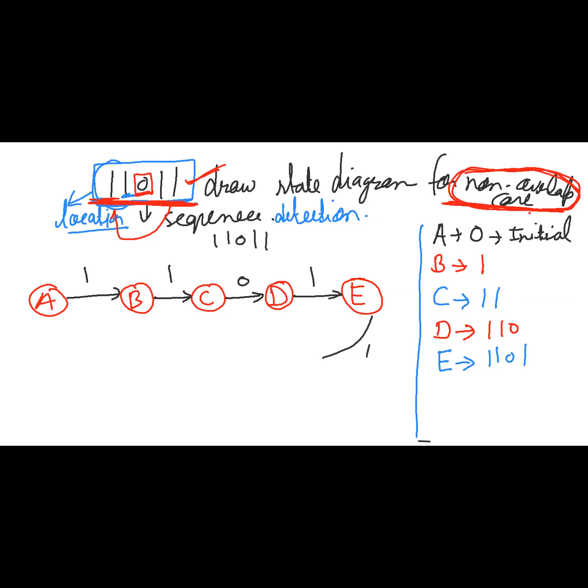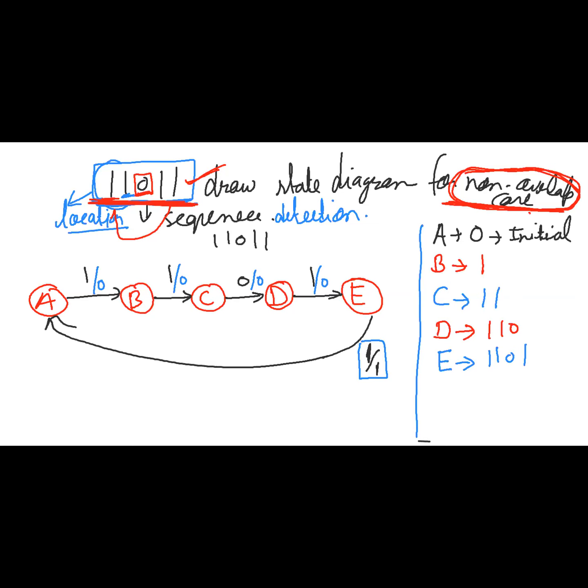And when 1, it will go to A because it is a non-overlap case. Clear, girls? Okay, so here I am getting output 1, and everywhere else I will get output 0 because no string is complete. Only at this state will I get the output. Clear to everyone?